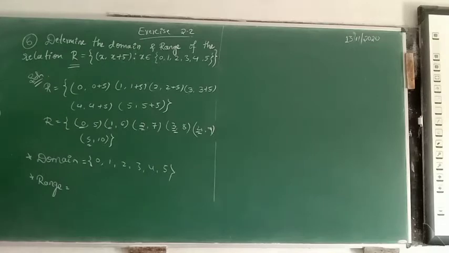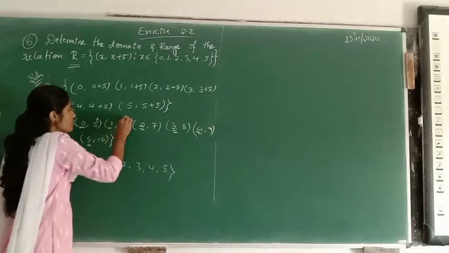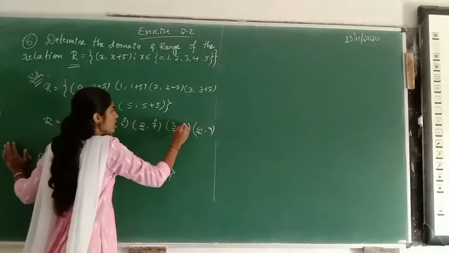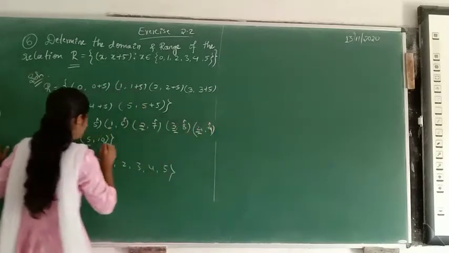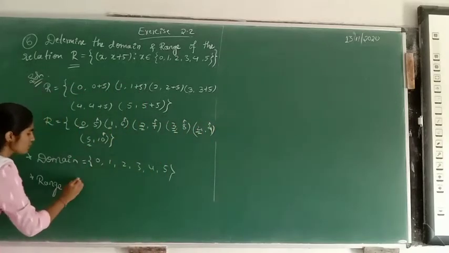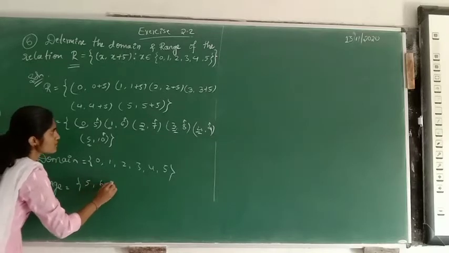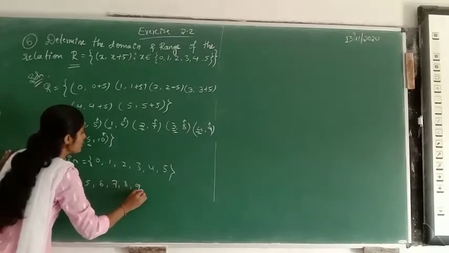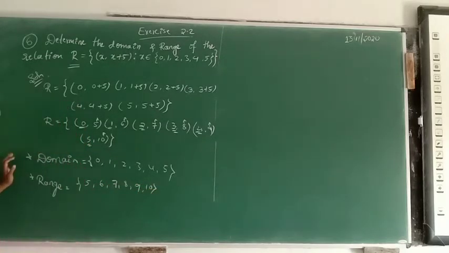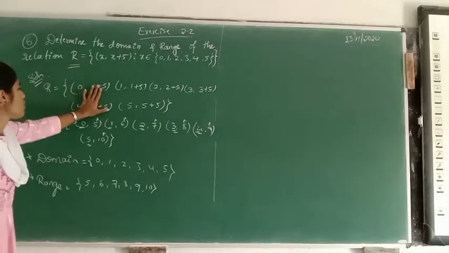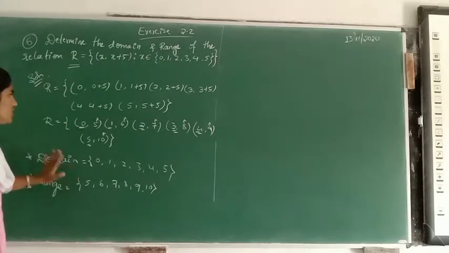So what will be the range? The second elements from this relation are known as the range. What are those? That is 5, 6, 7, 8, 9, 10. This is the domain of this relation and the range of this given relation. Okay, so this is how we will find it out. So in a relation of ordered pairs, we find the domain and range. So let's see the next one.